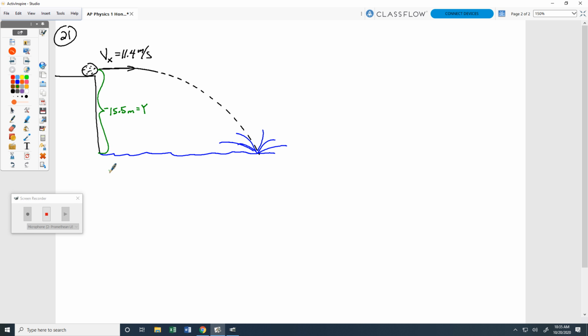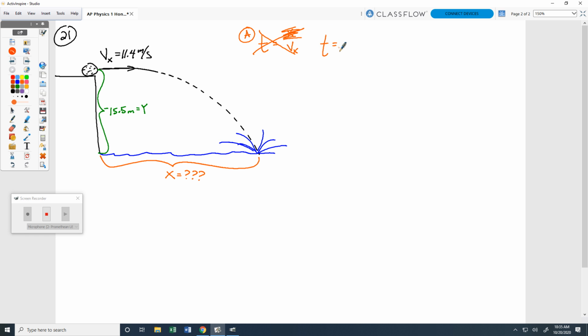What I don't know is how far this thing is moving horizontally. So I don't have x. Because of that, please, please, please, for part A, I get so many people that want to use this equation, but we don't have x. You can't do that. Do not put in the y for x. So we can't use that equation.